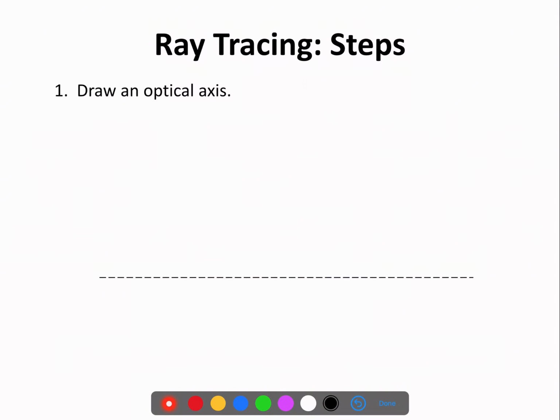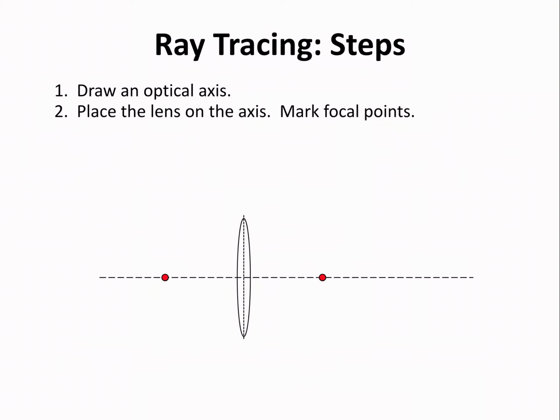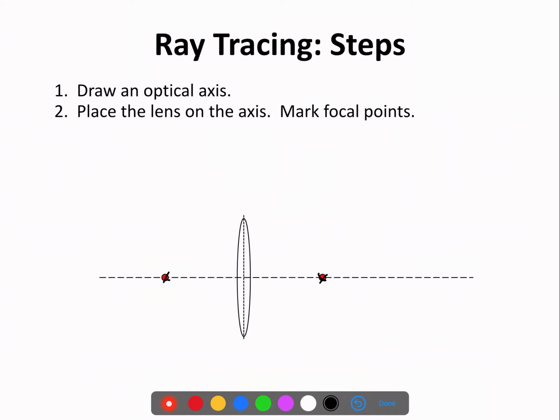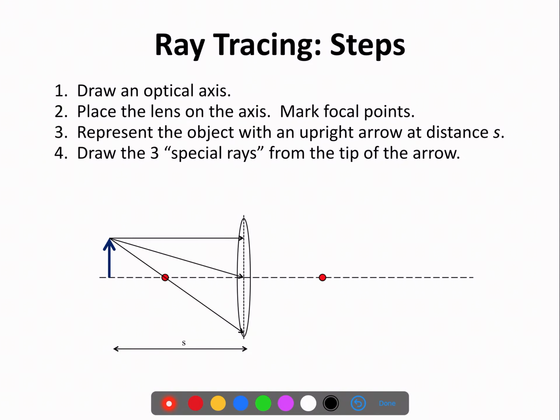Okay, so here are our ray tracing steps. First, you want to draw an optical axis. Then you center your lens on the axis and you mark your focal points, and you mark both of them because any symmetric lens like this is going to have two. We usually represent the object with an arrow because we're looking at the point right at the tip of the arrow. And then we draw our three special rays, but first we figure out the distance between the object and the lens.